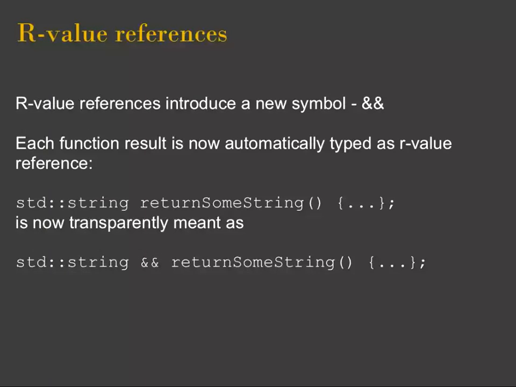This brings me to my next point, which is a description of what R-value references are. Briefly, R-value references are the way to deal with the problem I have shown you, how to distinguish between a variable and a function on the right side of an expression. The idea is to introduce a new symbol to the language, a double ampersand, which represents an R-value reference, and with it to change the behavior of how functions return their results. With R-value references, every function returning a non-reference type is automatically retyped to the R-value reference type.